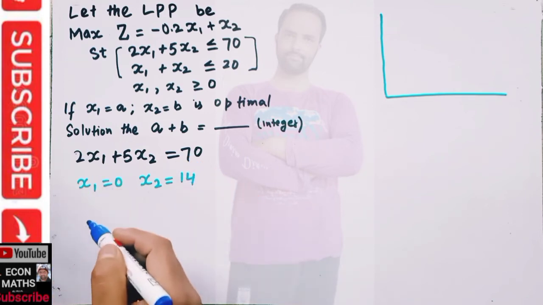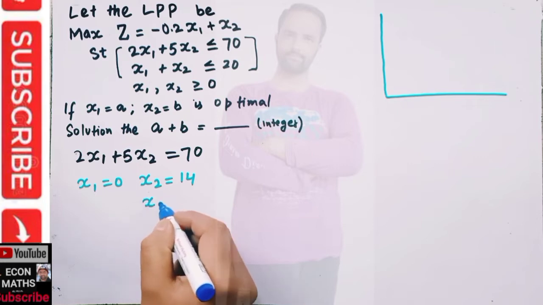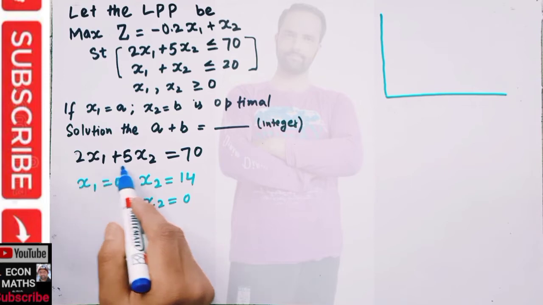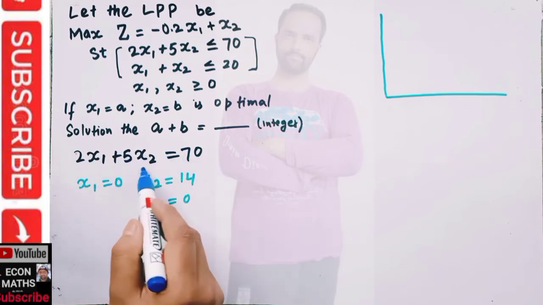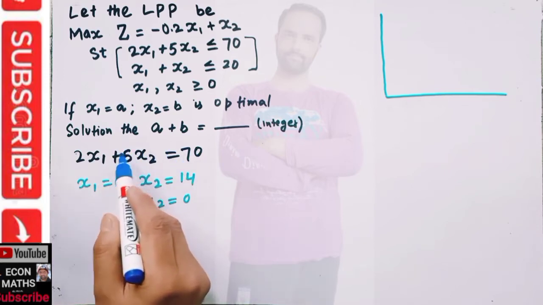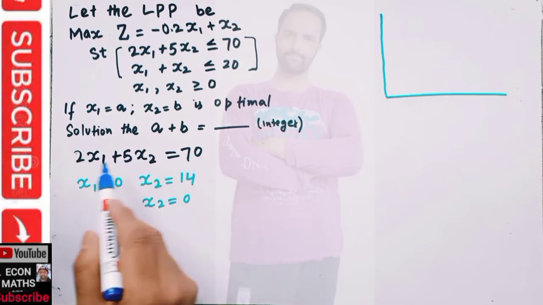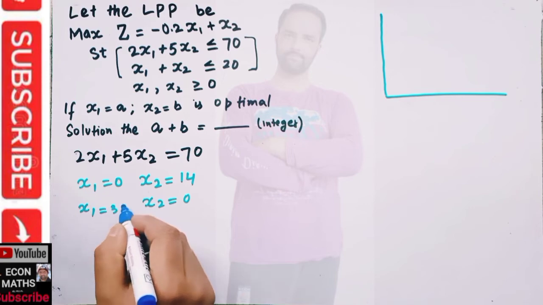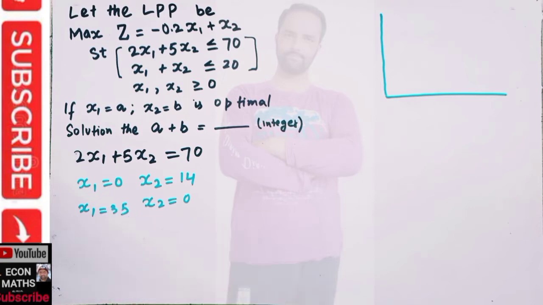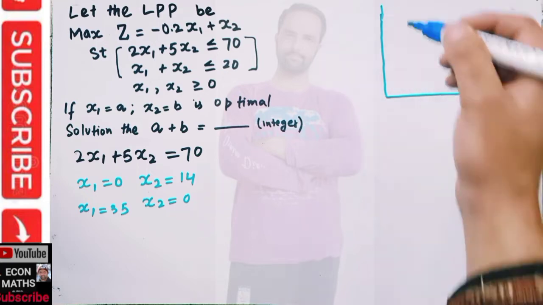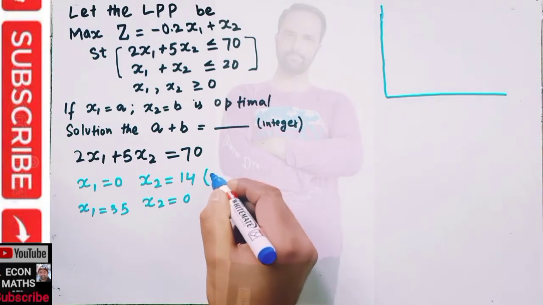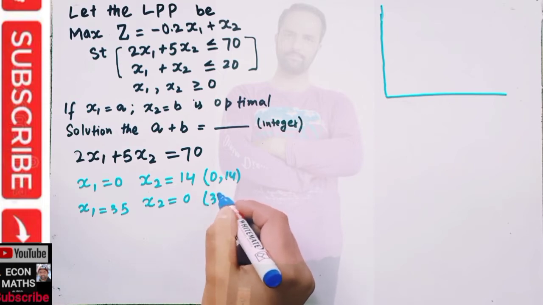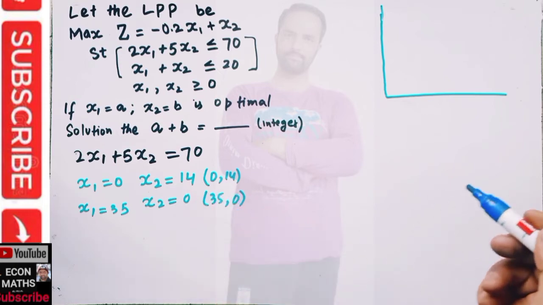Okay, then put x2 is equal to 0. Now secondly we put x2 is equal to 0, so this whole term becomes 0. That means x1 is equal to 70 upon 2, that is 35. That means x1 is equal to 35. Okay, so let's graph these two points here. So the points here are 0, 14, and here we have 35, 0. Okay, so let's graph this out here.